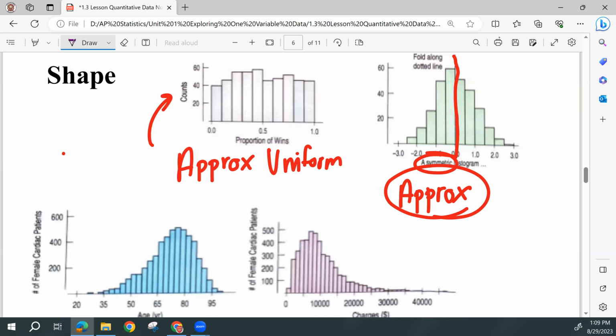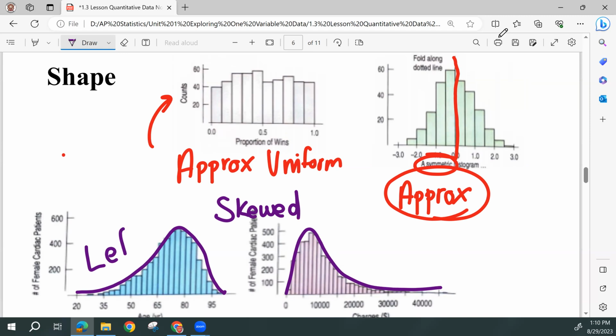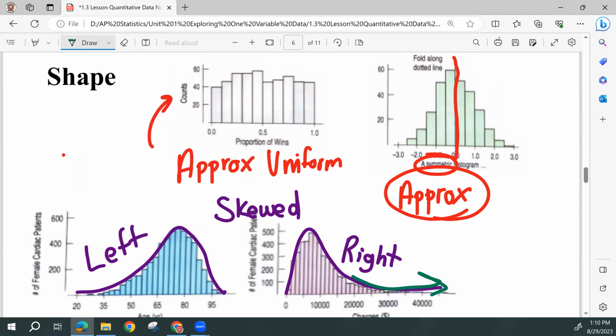These two down here are both skewed. And you can see sometimes I like to actually draw a little curve over. What we have is a left skewed and a right skewed. And the way we decide if it's left or right skewed is which way is the tail going. So we have these tails that come out here. If the tail goes to the right, it's right skewed. If the tail goes to the left, it is left skewed.